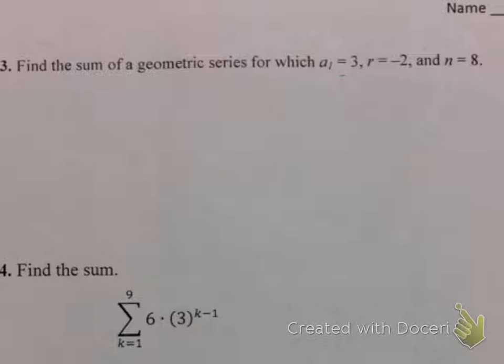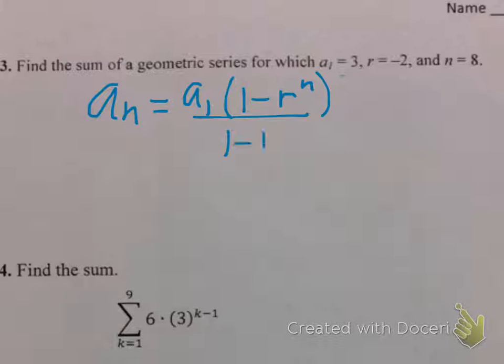This next problem asks me to find the sum of a geometric series for which a1 equals 3, r equals -2, and n equals 8. So we're going to first need the formula for that. The formula says S_n equals a1 times (1 minus r to the n) over (1 minus r). And we're simply going to substitute our information into this formula.